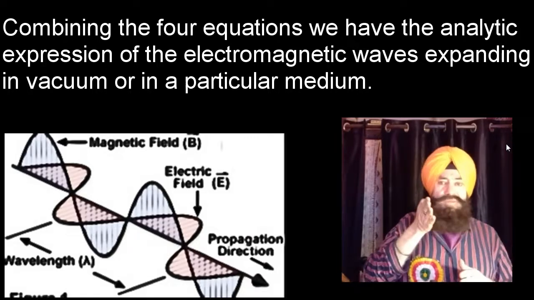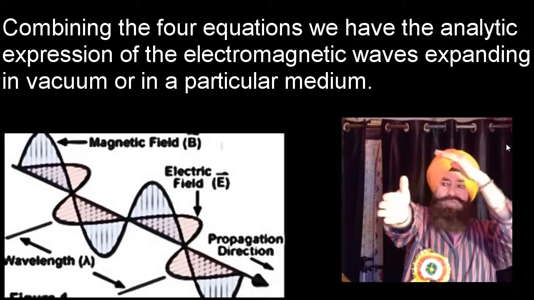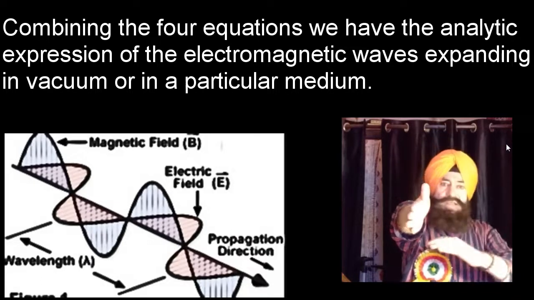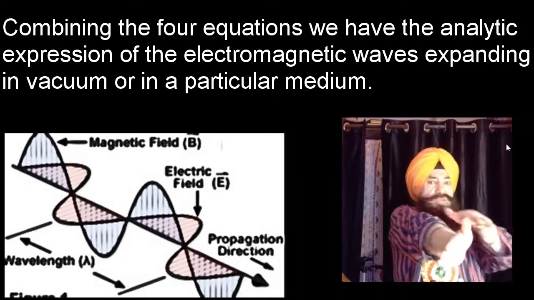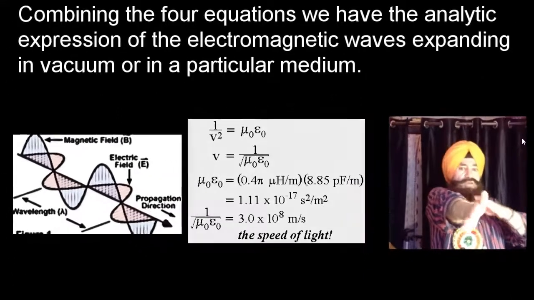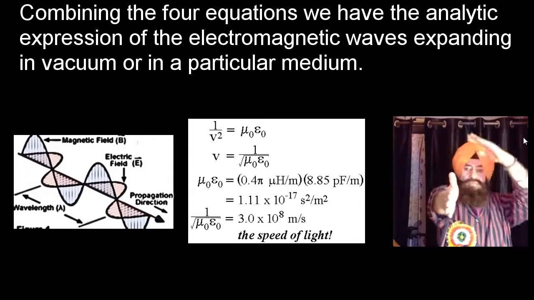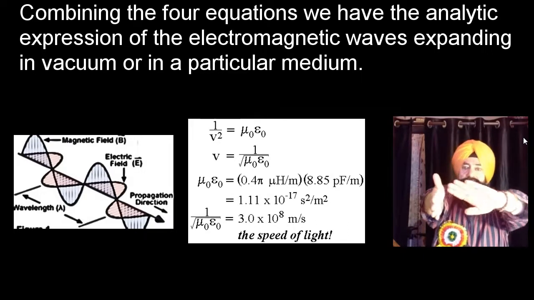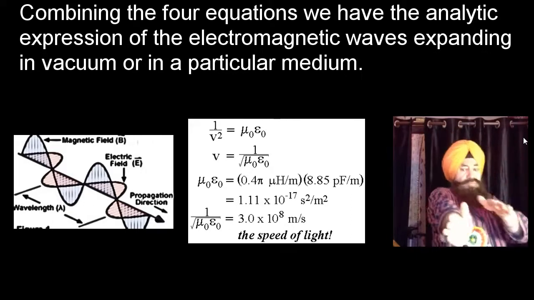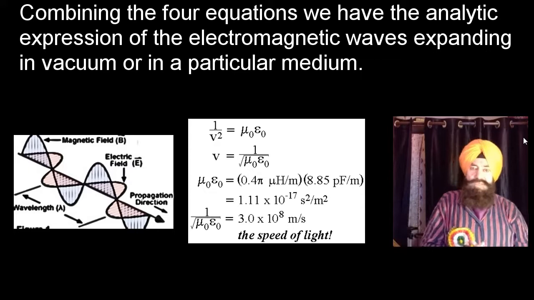But if the wave is going along this direction, the electric field may be along the y direction, varying along the y direction. The magnetic field will vary along the z direction. The magnetic field will be in this plane, the electric field will be in this plane, and the wave is propagating along the x direction. Along x, electric field along y, magnetic field along z. So E and B remain perpendicular to each other.